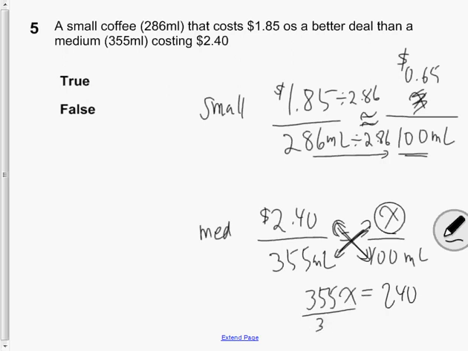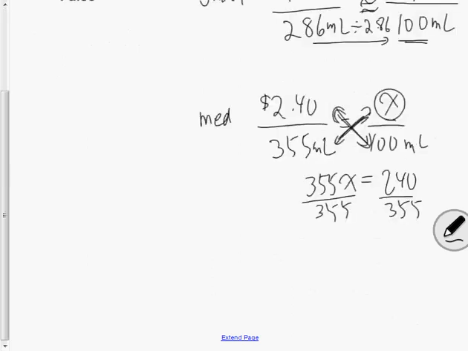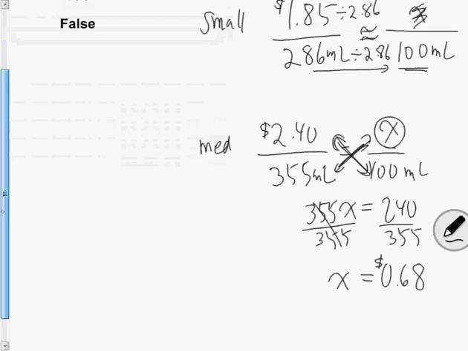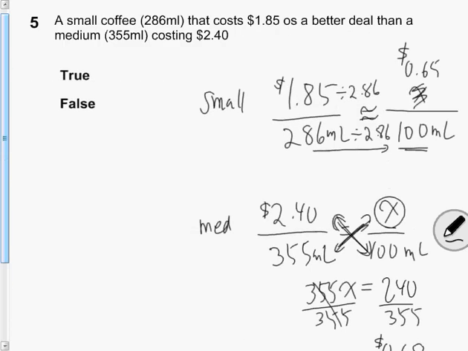To isolate the variable, I will divide both sides by 355. And when I do that, x will equal whatever 240 divided by 355 is, and that is approximately 0.68 dollars, which means it's 68 cents per 100 milliliters. The small is 65 cents per 100 milliliters. So the small coffee is a better deal. It's roughly 3 cents per 100 milliliters cheaper.